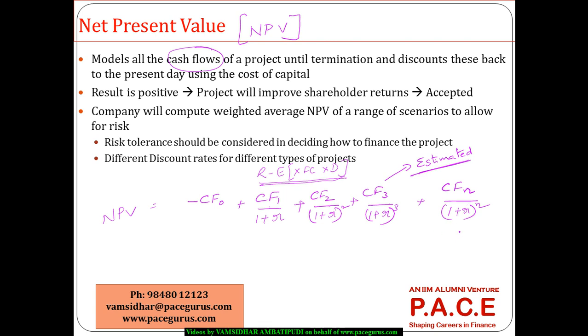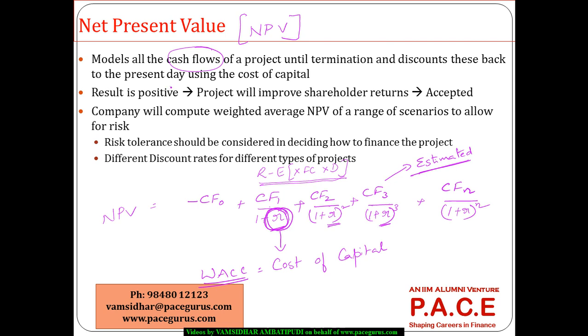Probably this project is an n-year project, so the termination period is n years. I am discounting all of them using an appropriate discount rate and finding the present value of all the cash flows. This discount rate, in some cases, we also call the cost of capital, or in a more sophisticated sense, the weighted average cost of capital: the capital and the cost associated with the different sources of capital to execute this particular project.